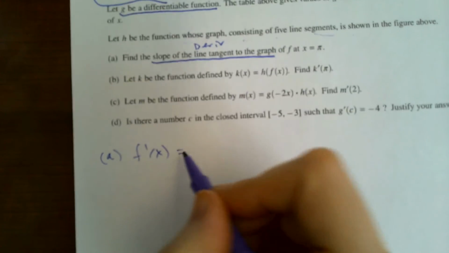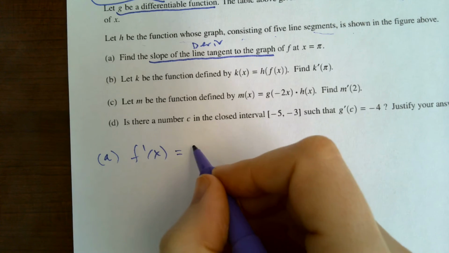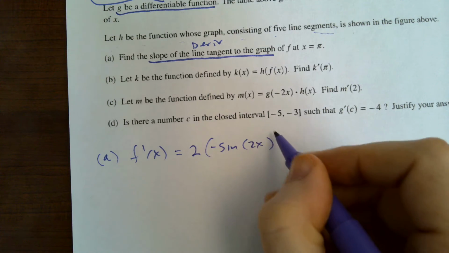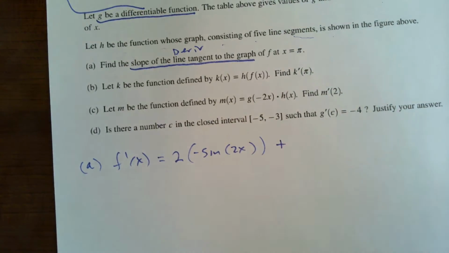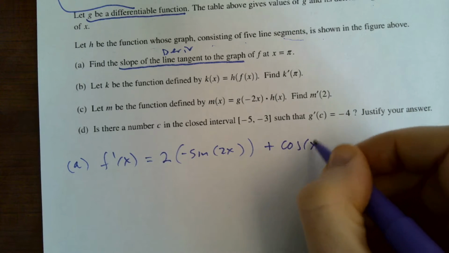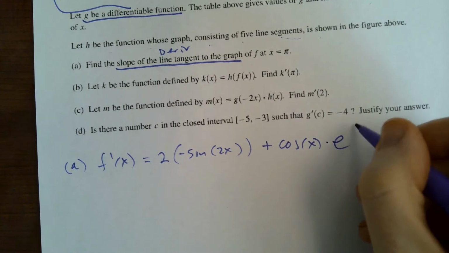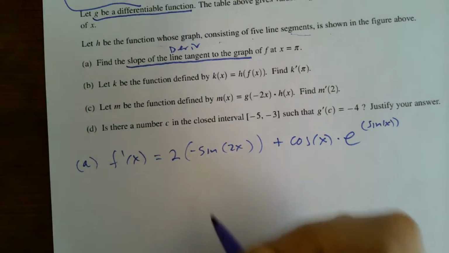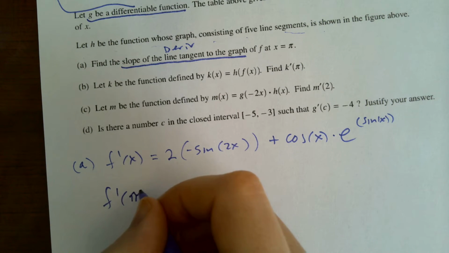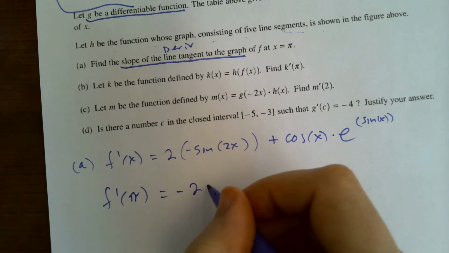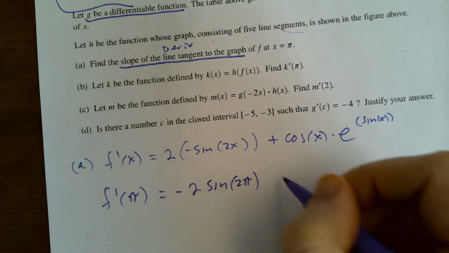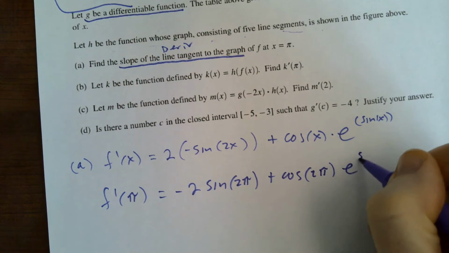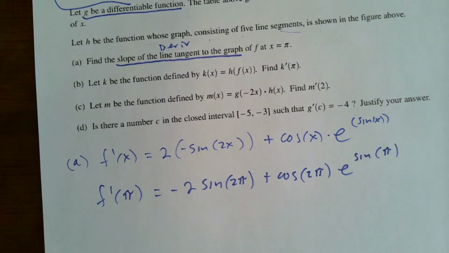All right, so f prime of x. Derivative of the inside for the first one is 2. Derivative of the outside is negative sine of blank, and then 2x goes back in. Plus, the derivative of the inside is cosine of x. Derivative of the outside is e to the blank, and then sine of x goes back in. So f prime of pi, that's going to be negative 2 sine of 2 pi plus cosine of 2 pi e to the sine of pi.